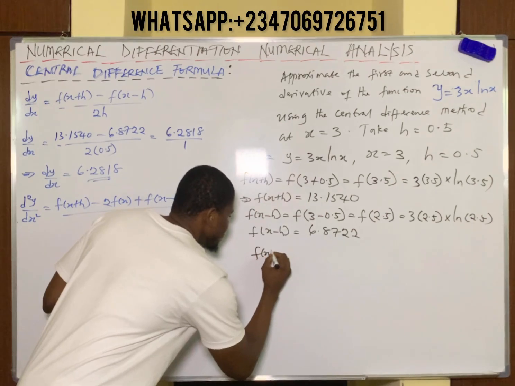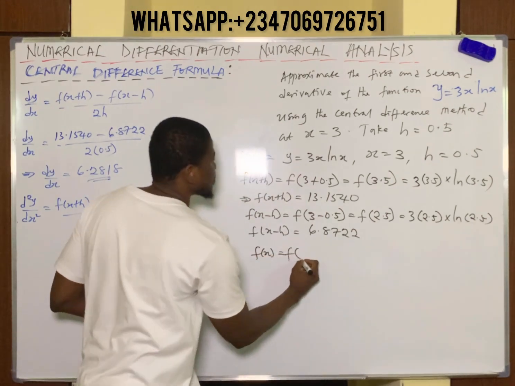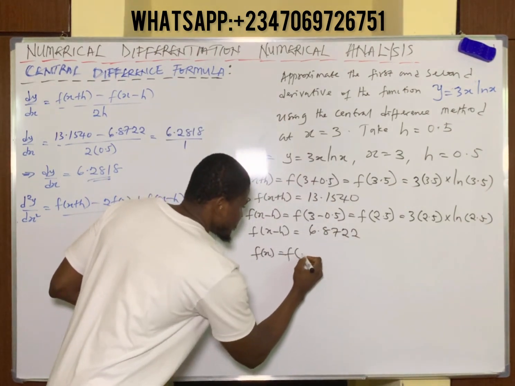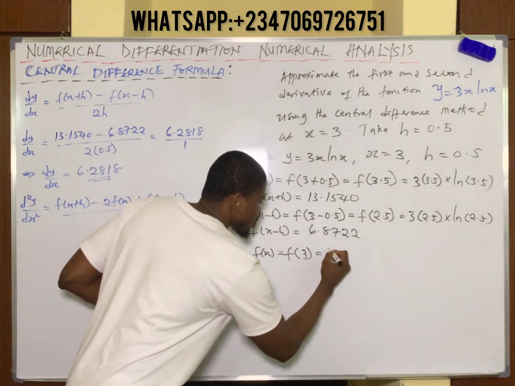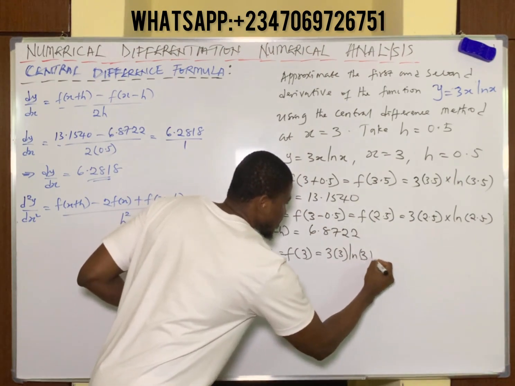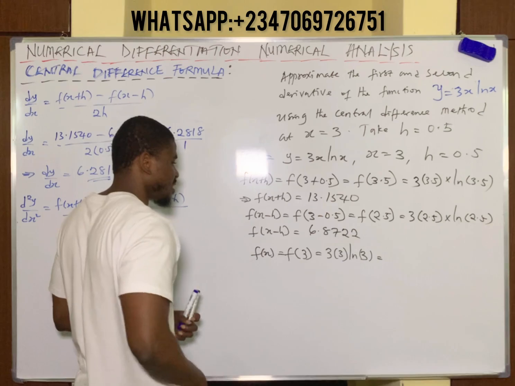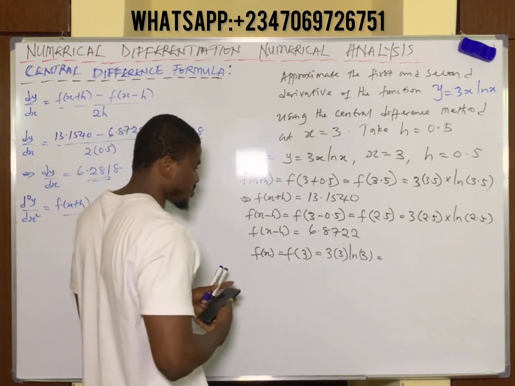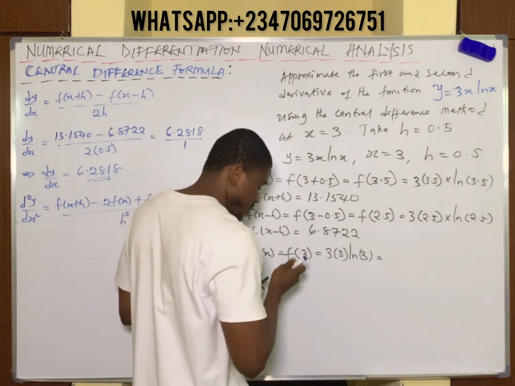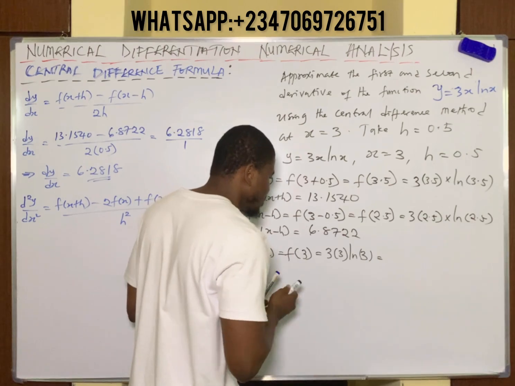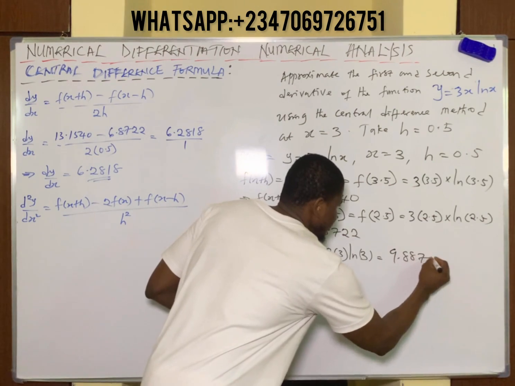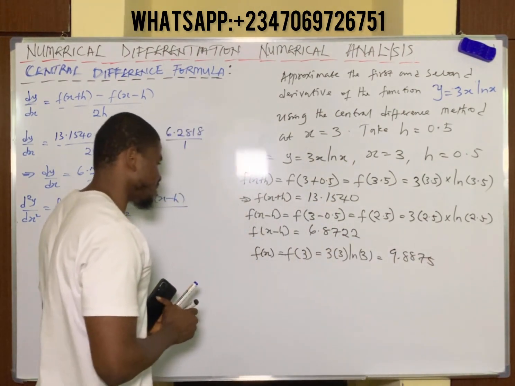f of x simply means the value of the function at the point of interest. The point of interest is simply 3, x is equal to 3. So f of x simply means f of 3. This is going to be equal to 3 times 3 multiplied by ln 3. Okay, so let's punch everything together. 3 times 3 multiplied by ln 3 gives us 9.8875 approximately. Okay, so this gives us f of x.